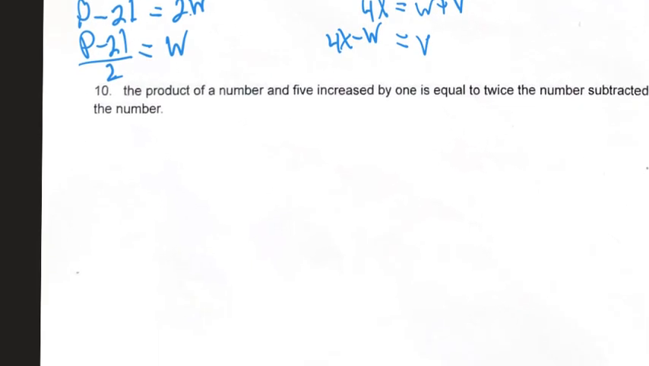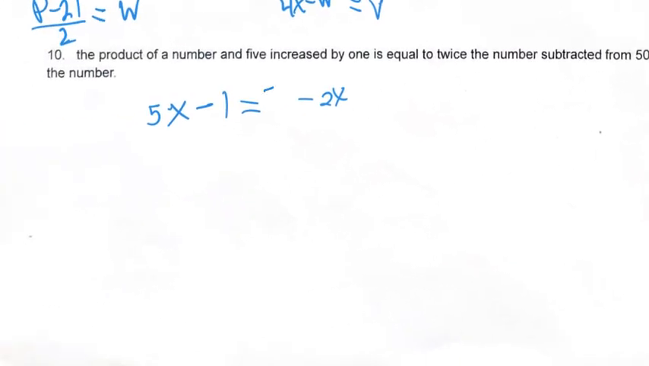Product of a number and 5 increased by 1 is equal to twice the number subtracted from 50. So this would be 5 plus 2, 7x, if we add 2x to both sides. And if we subtract 1 from both sides, we get 50 and, add 1 to both sides, sorry. Oh, that's not cool, is it? It's 51. I don't like that.